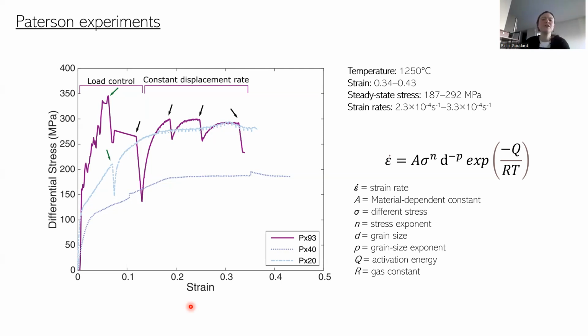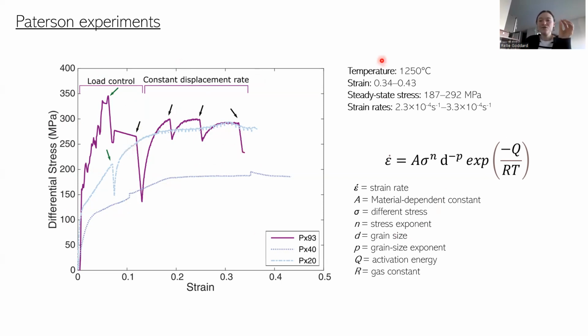And so we started with our 100% orthopyroxene, which in theory should be strong. We did it at a constant stress to get a strain rate. And then we took that strain rate and did all the other experiments at this constant displacement rate that should roughly cause you to have a constant strain rate.